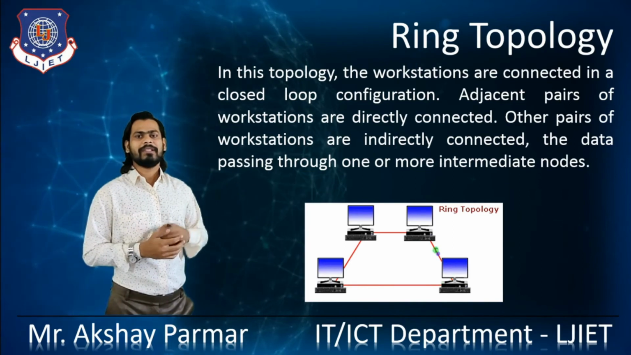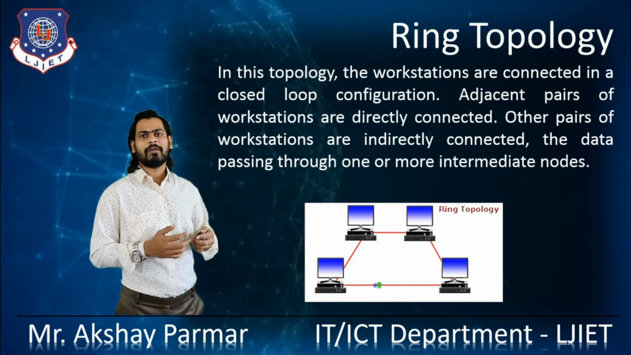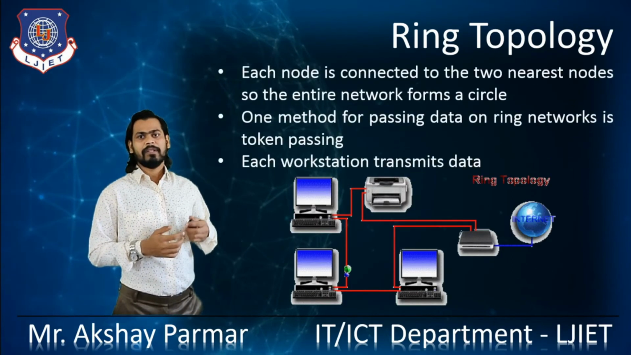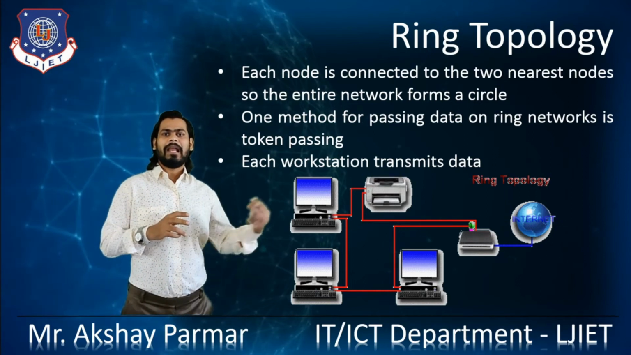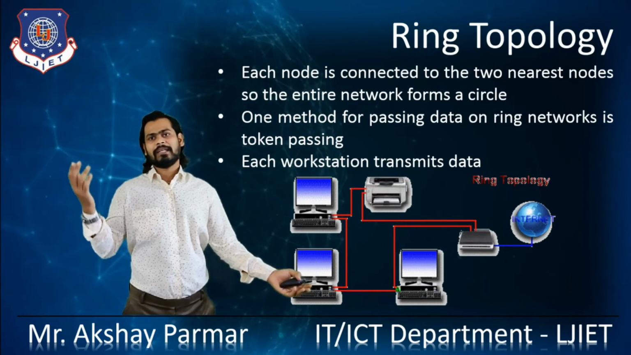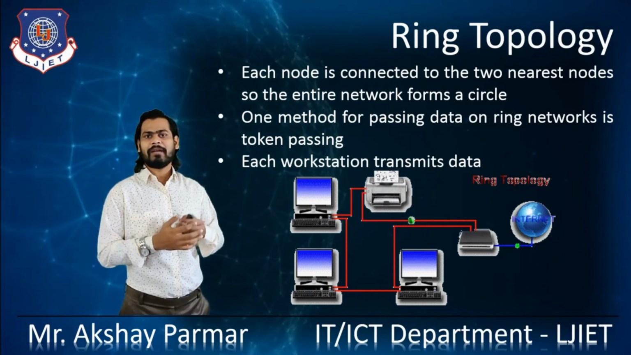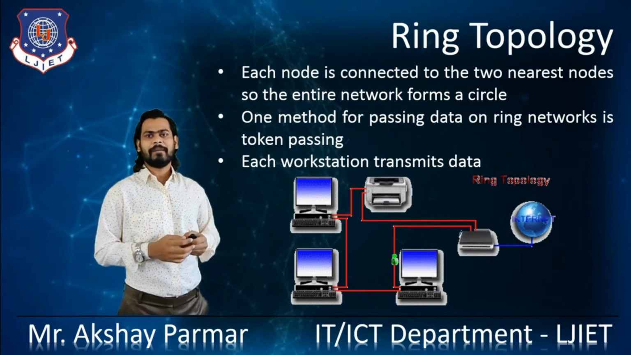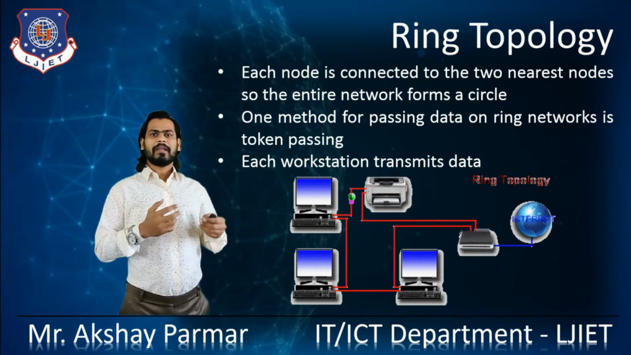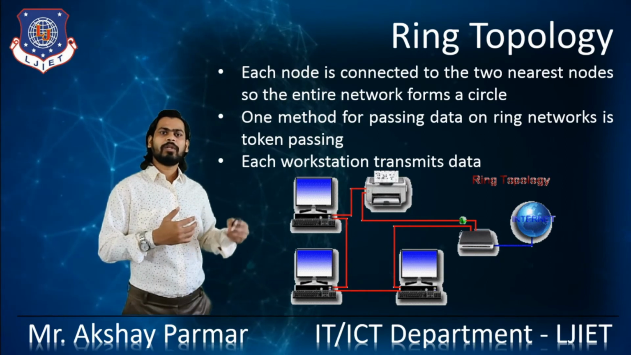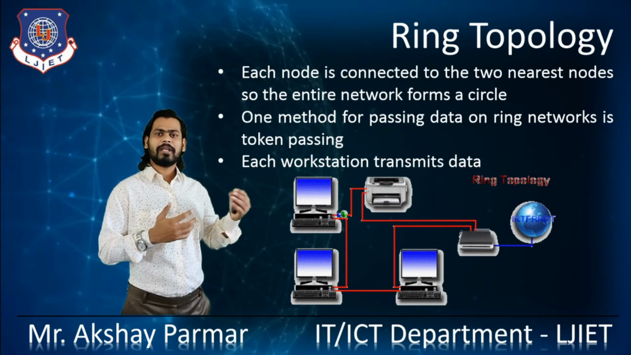In this topology, the data passes through one or more intermediate nodes. Each node is connected to the two nearest nodes, one on the left side and one on the right side, so that the entire network forms a circle. One method for passing data on the ring network is token passing. Each workstation transmits the data.